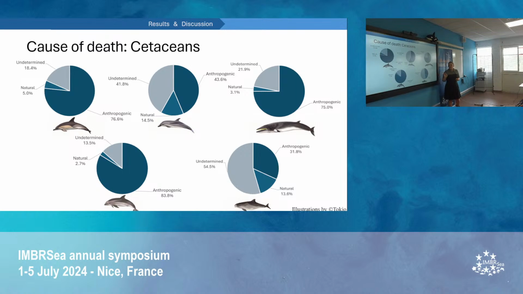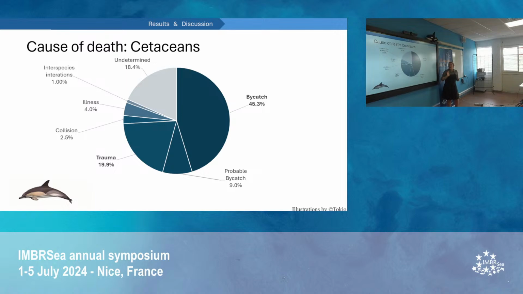For cause of death of cetaceans, I would like to draw your attention, particularly on the side, to the amount of dark blue that we are seeing, which is our anthropogenic causes, or our man-made causes. So a lot of our cetaceans are dying due to these man-made causes. Statistically significant here is in bold, and I'd first like to point out that we have a statistical significance of trauma in our common dolphin strandings. So more common dolphins are dying, statistically significant compared to other categories of trauma.